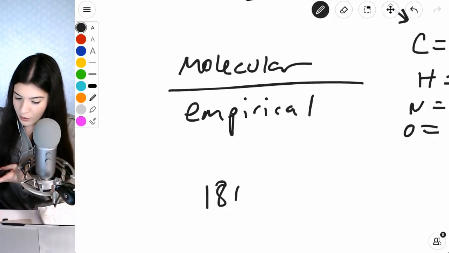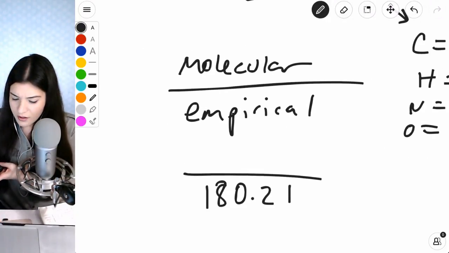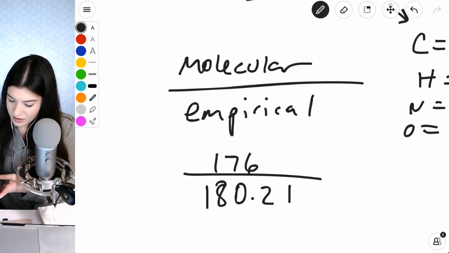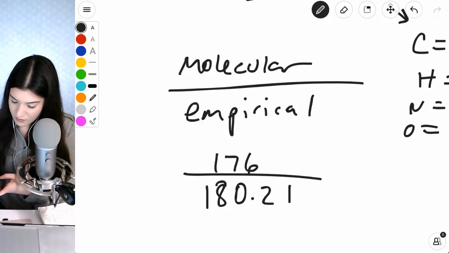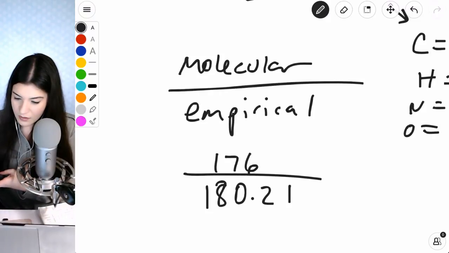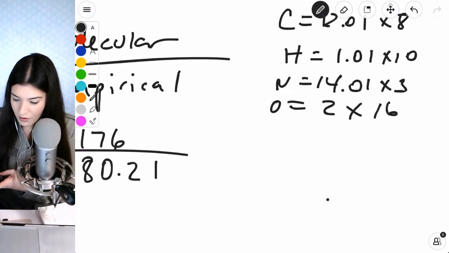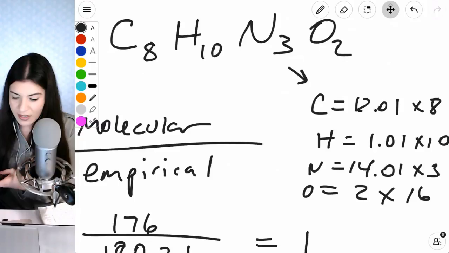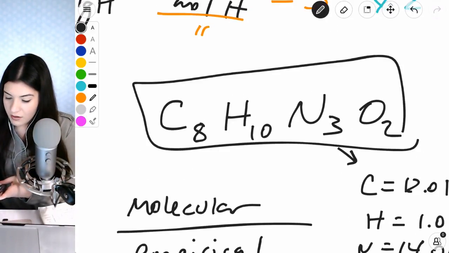So empirical formula would have been this amount, and then molecular was this amount. Let's see what that gives us. Okay. Roughly 1. So that would have been it. Okay, we would have been done there.